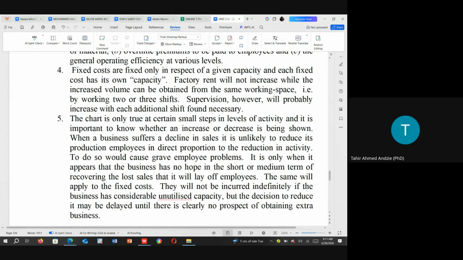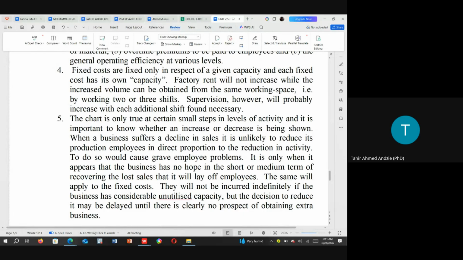The same is said for fixed cost. It will not always be incurring the same fixed cost all the time. It definitely will change at a point in time, at a level where there should be an increase.